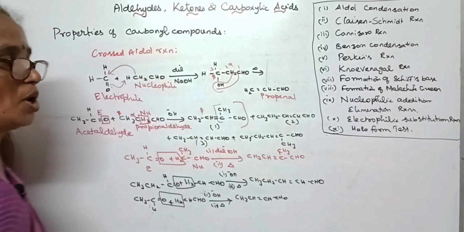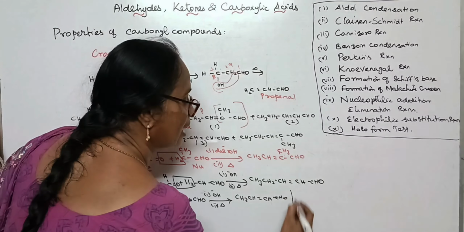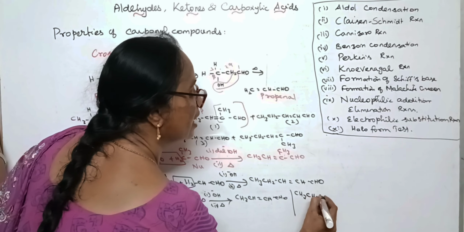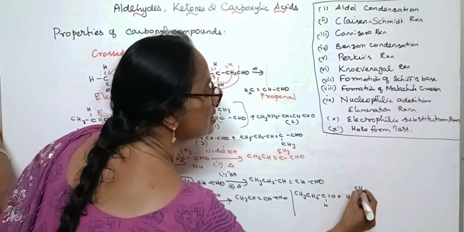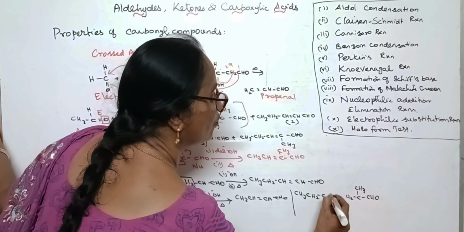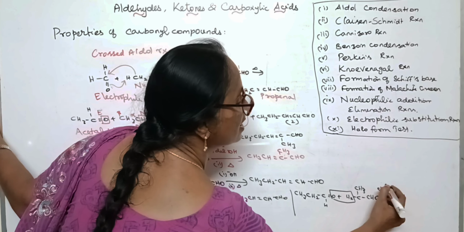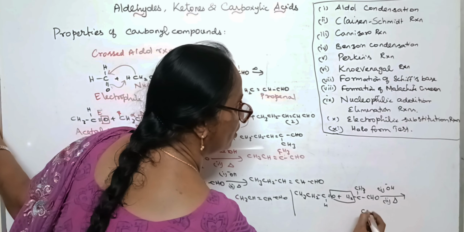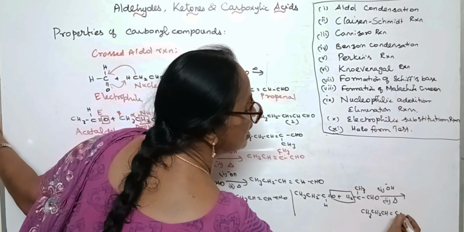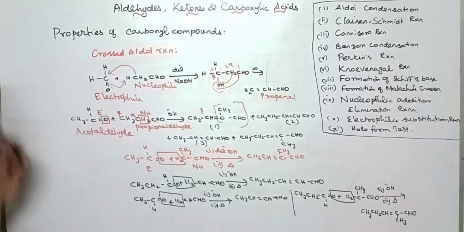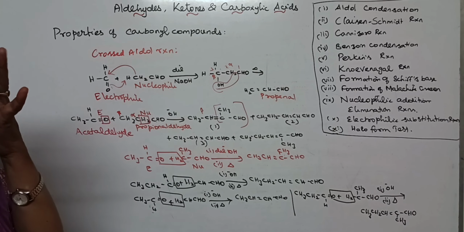And the fourth product, propanaldehyde undergoes self-aldol reaction. So we can write CH3CH2C double bond O with H plus H2C(CH3)CHO. From this you can remove a molecule of water. First step with the base, second step heating. So we will get CH3CH2CH=C(CH3)CHO. That's all. So crossed aldol reaction is so simple to understand.